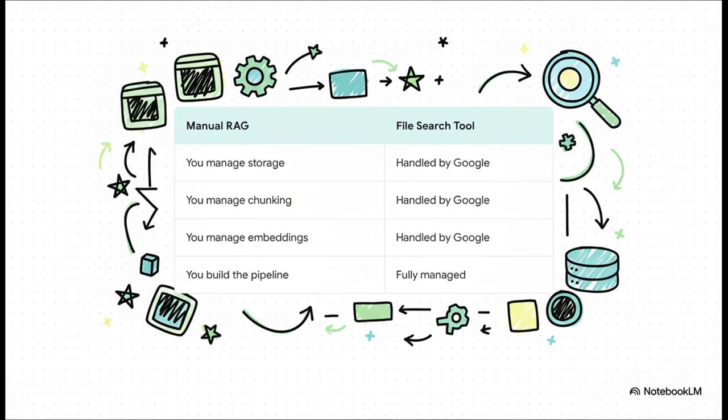And just look at the difference here. It's night and day. On one side, you've got the manual way, where the developer is on the hook for every single step. And on the other side, with File Search, Google handles the entire pipeline, from start to finish. That is a huge shift in how this works.